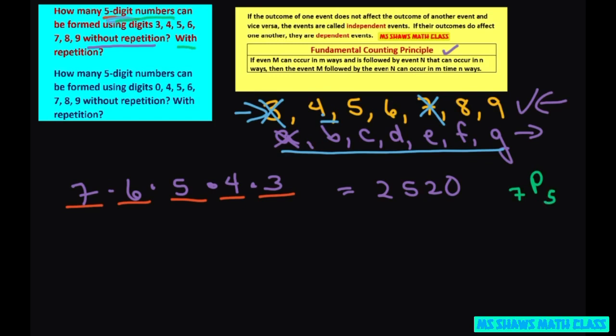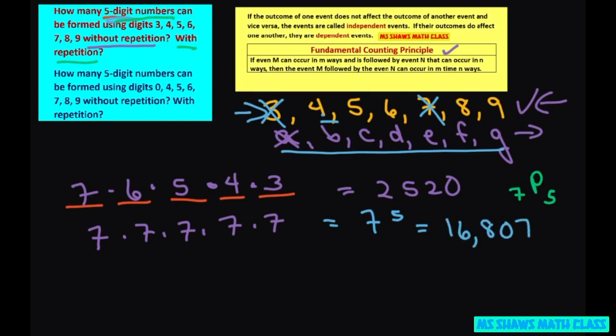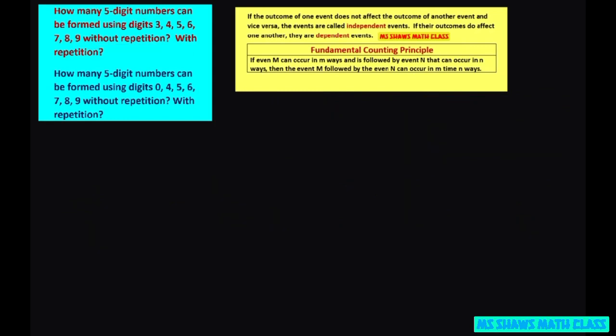All right, now let's do with repetition. So again, if it's with repetition, it's just going to be 7 times 7 times 7 times 7 times 7. I put this in the calculator as 7 to the 5th, and that gives you 16,807.